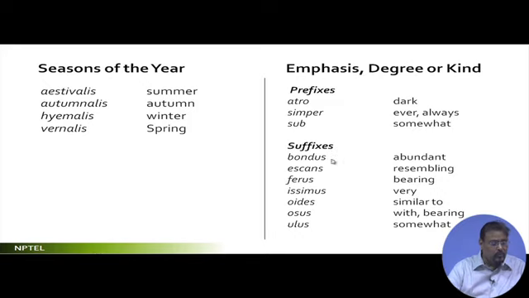In terms of suffixes, if it is bundus, abundant. If it is escens, resembling. If it is ferus, bearing. Issimus, very. Oideus, similar to. Osus, with or bearing. Eulus is somewhat. So basically, if you find a name with two parts in which the second name has one of these as a suffix, then try to find out from this list that it is the Latin name given to this.